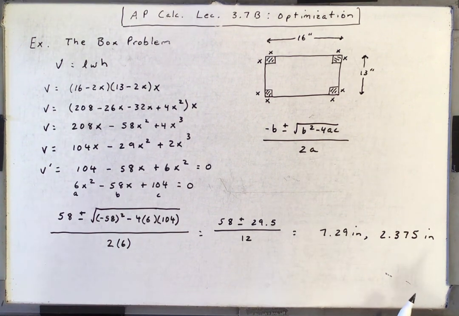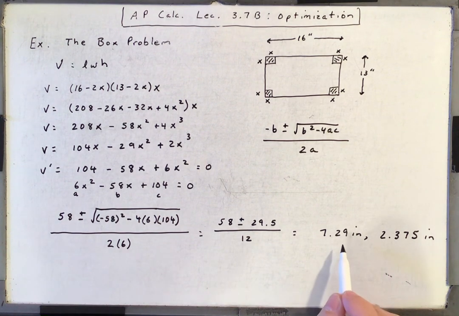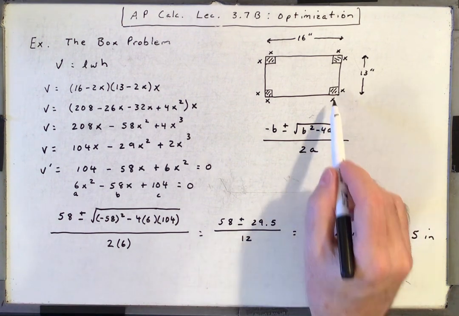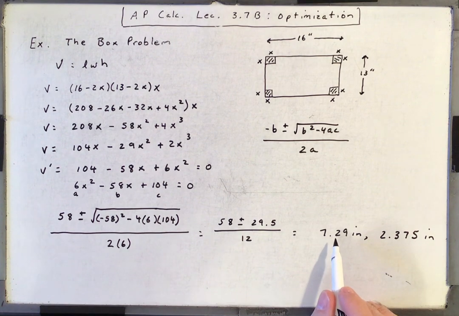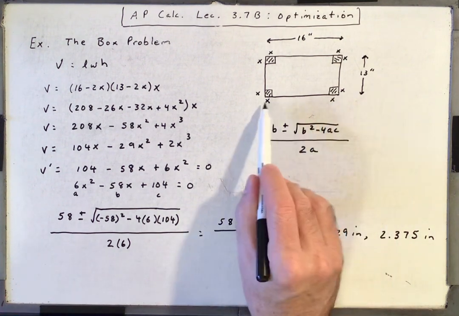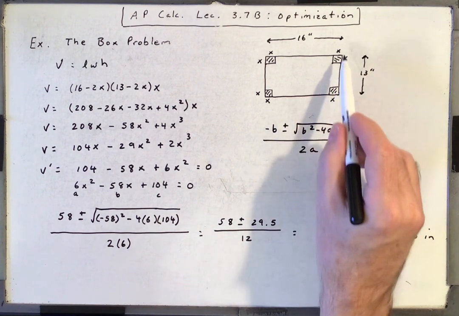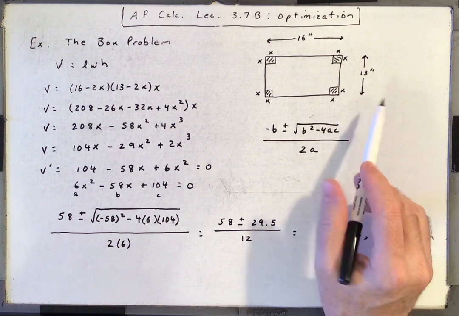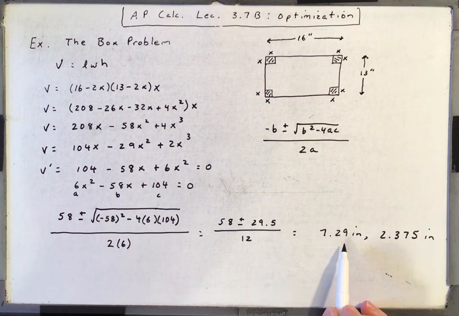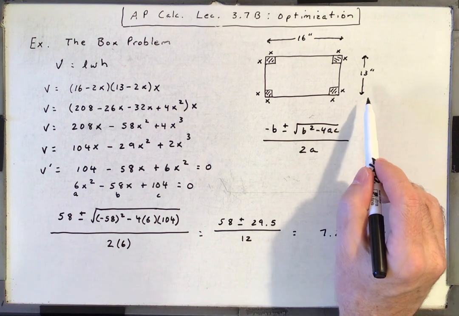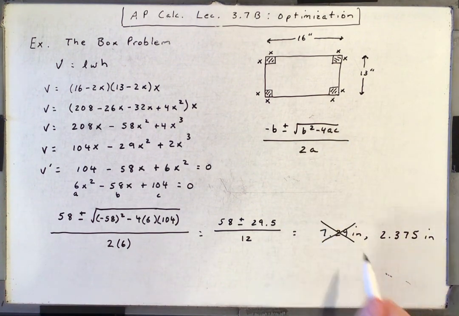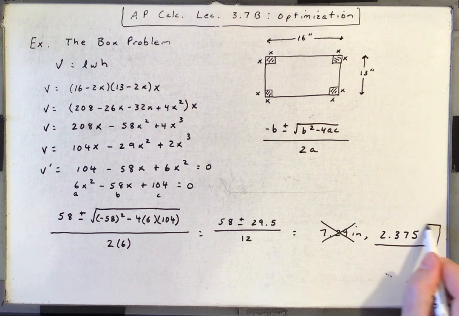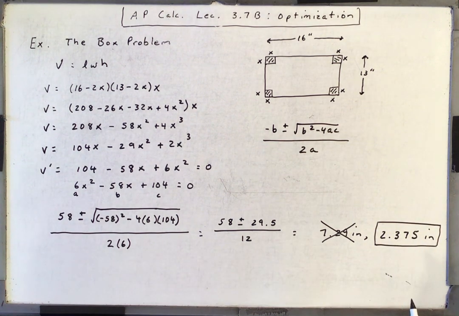Well, remember, quadratic equations can give you extraneous roots. Remember we're trying to find x. If you pick 7.29 and you snipped 7.29 away from both sides, at least in this dimension, you'd have no cardboard left. It's too big because 7.29 times 2 is over 14 and a half. That's greater than 13. So this is extraneous, and the answer would be 2.375 inches. So that would maximize the volume.